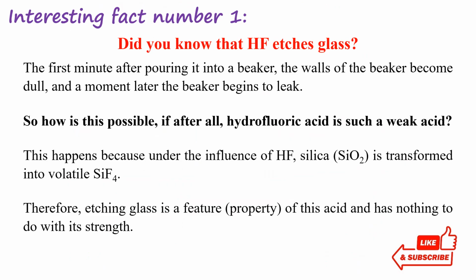Did you know that HF etches glass? The first minute after pouring it into a beaker, the walls of the beaker become dull. At that moment, the beaker begins to leak. So how is this possible if, after all, hydrofluoric acid is such a weak acid? This happens because under the influence of HF, silica, SiO2, is transformed into a volatile SiF4. Therefore, etching glass is a feature of this acid and has nothing to do with its strength.